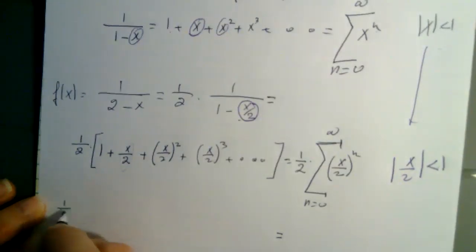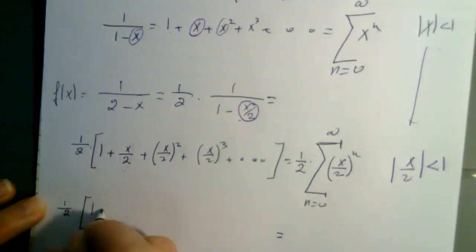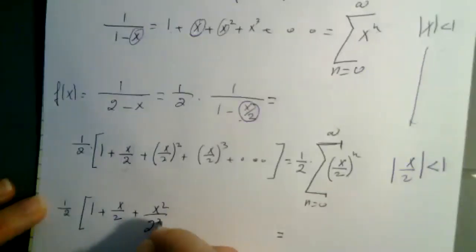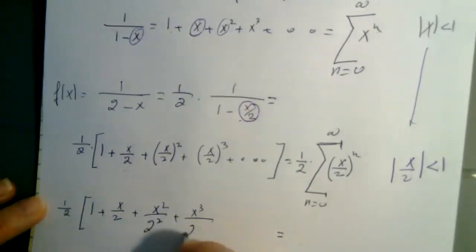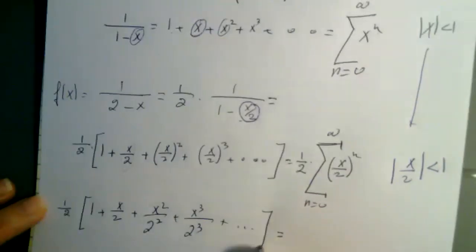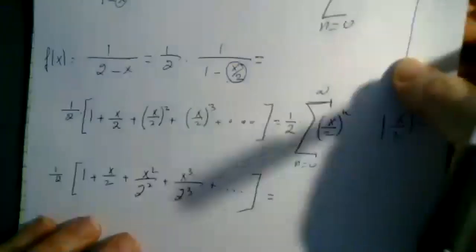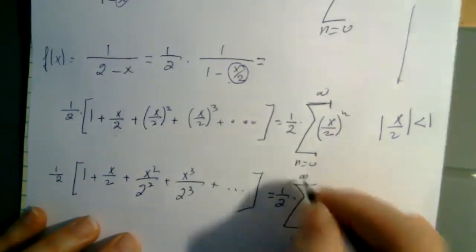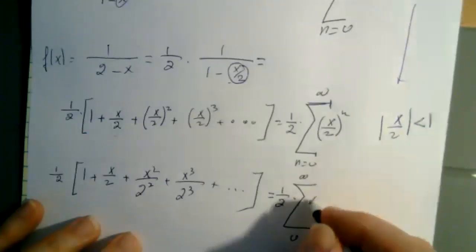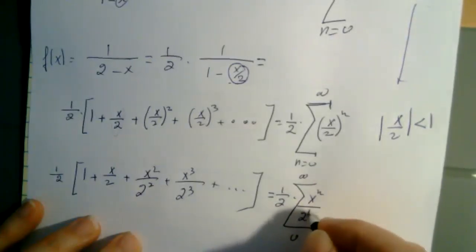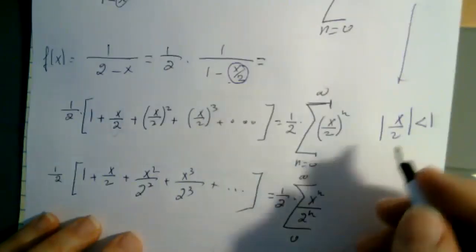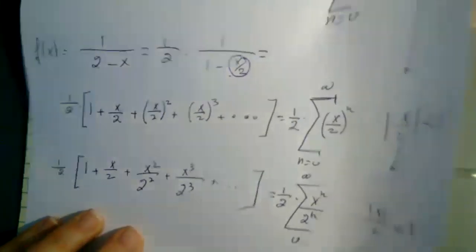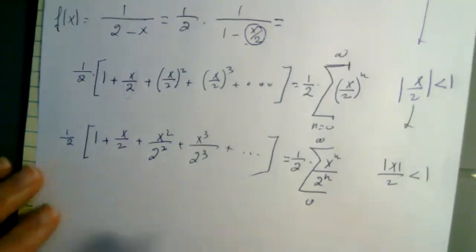So I'm going to do the first algebra here. This is 1 plus x over 2, this is x squared over 2 squared, and this is x cubed over that. Okay, I'm not doing much, I'm just doing algebra, which is crucial. And this will become the sum from 0 to infinity of x to the n over 2 to the n. And this will give me absolute value of x over 2 less than 1, which will take care of it in a second. Now my final step in the process.